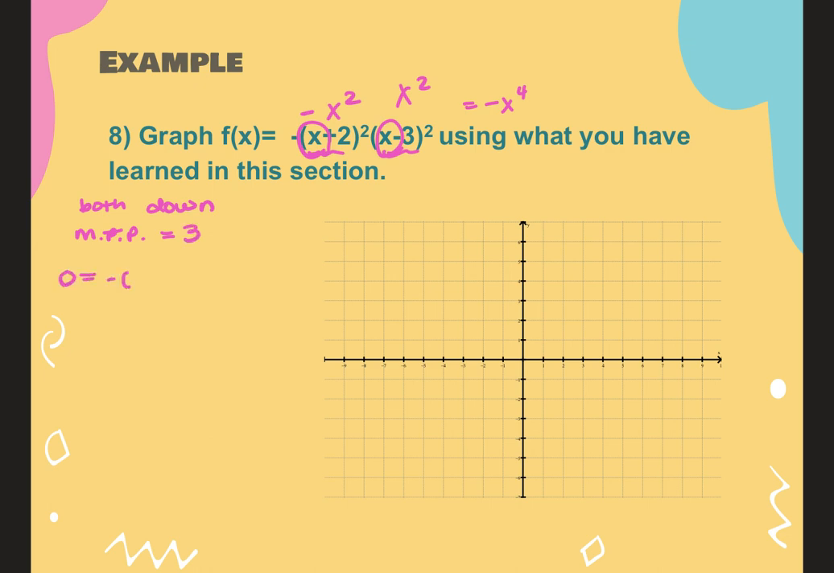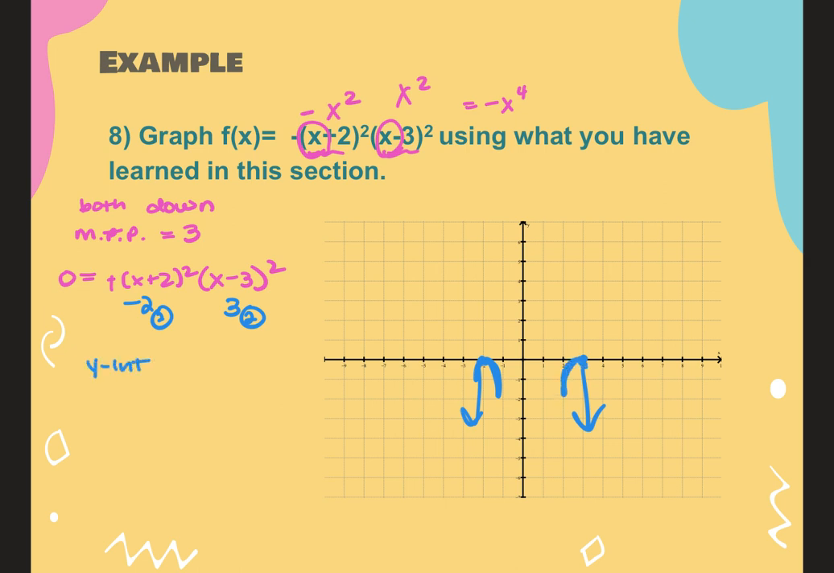0 would equal negative (x plus 2) squared and (x minus 3) squared. Multiply by negative 1, and that 0 goes away. That negative goes away. And I'd get 2 negative 2's and 2 positive 3's. So negative 2, positive 3, both point down. It has to bounce off this 2, however, so it's going to change direction and go down. And it has to bounce off the 3, which means it's going to point back down.